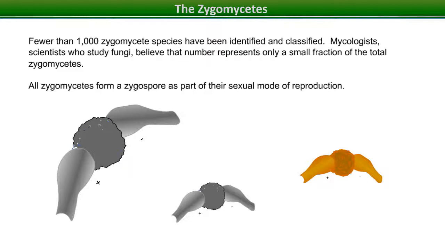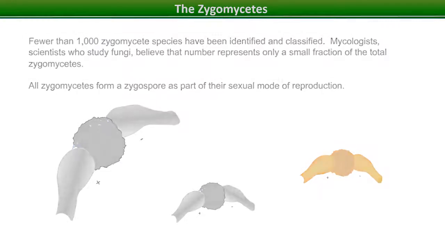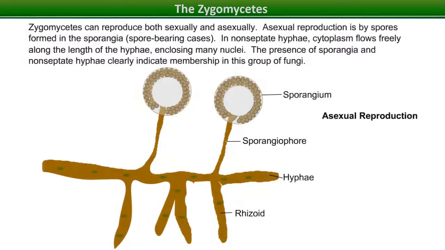All zygomycetes form a zygospore as part of their sexual mode of reproduction. Zygomycetes can reproduce both sexually and asexually. Asexual reproduction is by spores formed in the sporangia. In non-septate hyphae, cytoplasm flows freely along the length of the hyphae, enclosing many nuclei. The presence of sporangia and non-septate hyphae clearly indicate membership in this group of fungi.